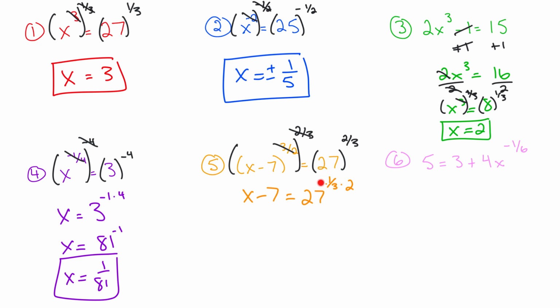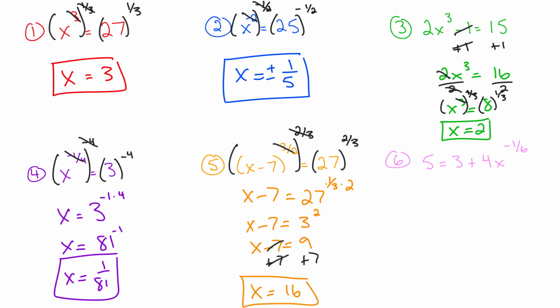I can apply these powers in whatever order I want. My recommendation, do the fractions first, because it's a lot easier to make a large number small and then big again than it is to square the 27. I don't even know what that is off the top of my head. And then cube root whatever number that would be. But I can take the 1/3 power of 27. That's just 3. And then 3 squared, that's 9. Add the 7 to both sides, and I'll get my final answer of 16.